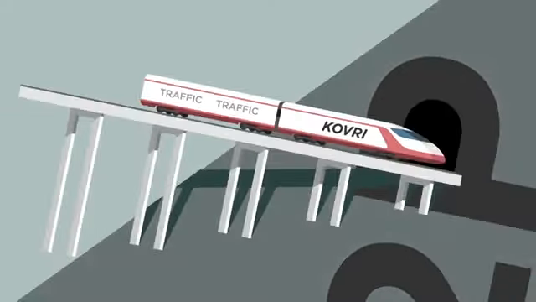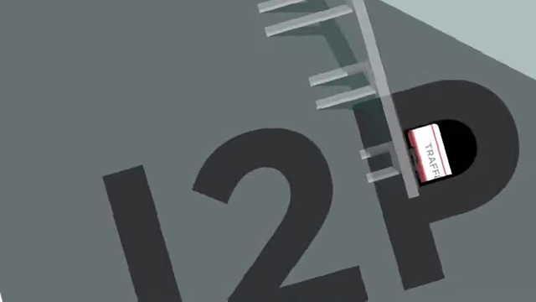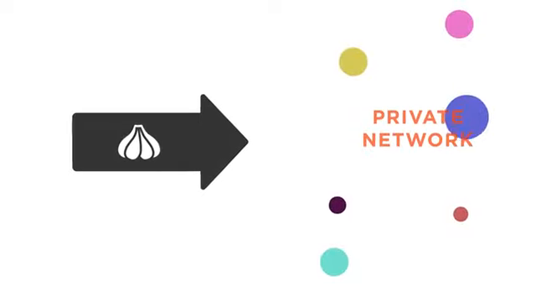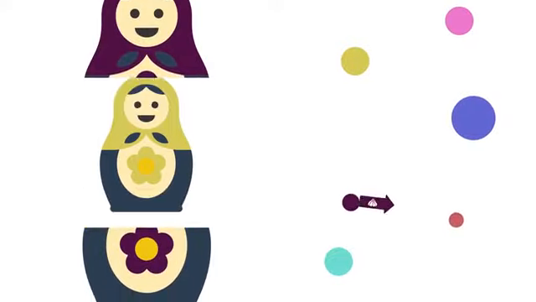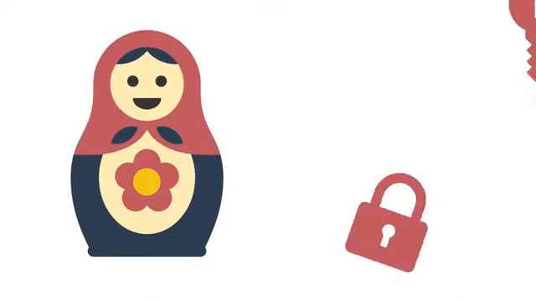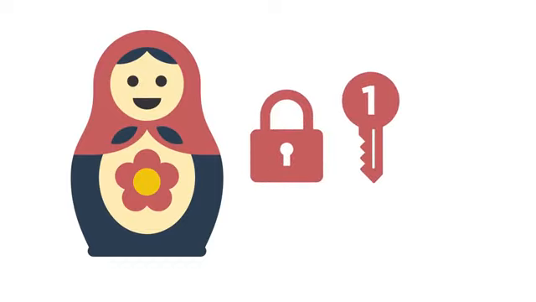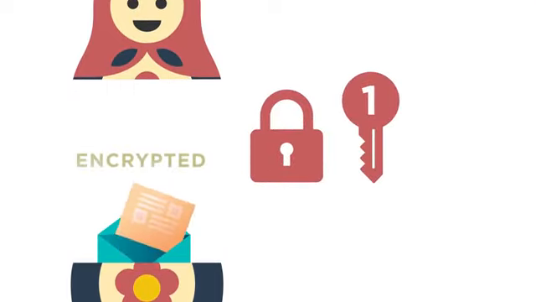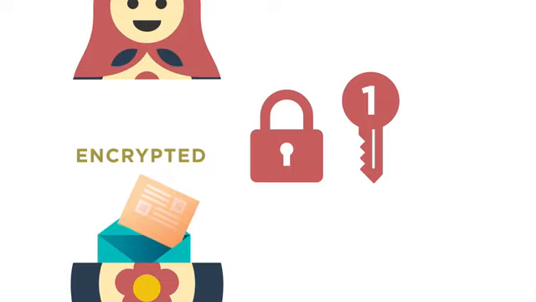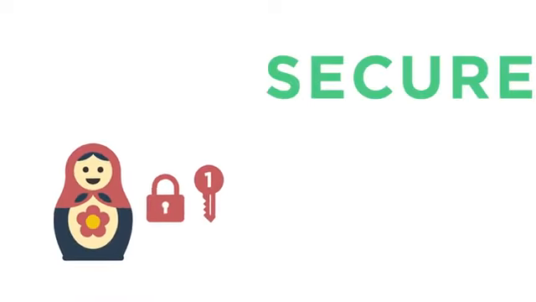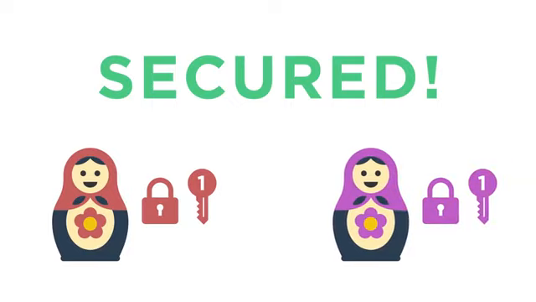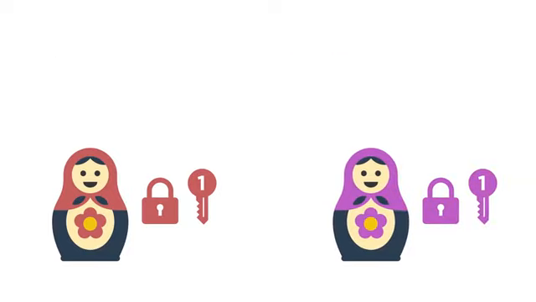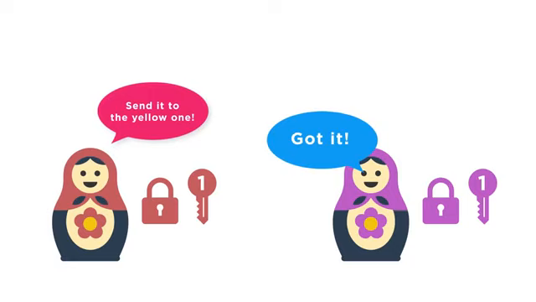Kovri tunnels traffic through the I2P network utilizing garlic encryption and garlic routing. Information travels within a private overlay network by way of messages, which are encrypted in layers each time the message is passed along to peers in the network, similar to a Matryoshka doll. For each inner doll, there is a lock and a public key to the next doll. Peers in the network are not able to read the contents of the message being relayed, so information sent from the sender to its destination, and vice versa, are secured. The only information visible to peers is the instruction for sending messages to the next peer.